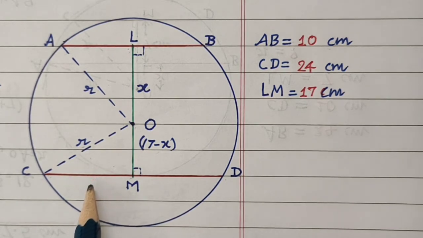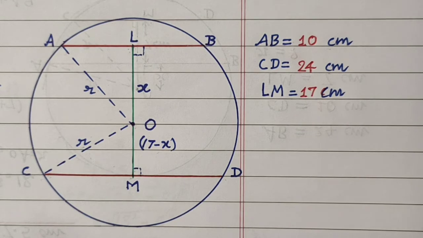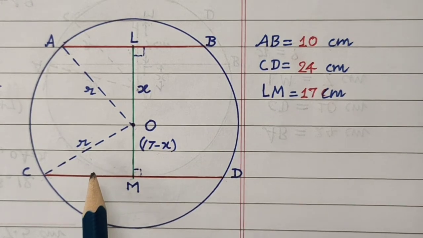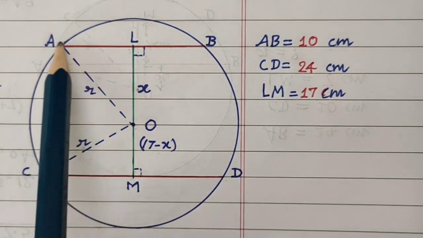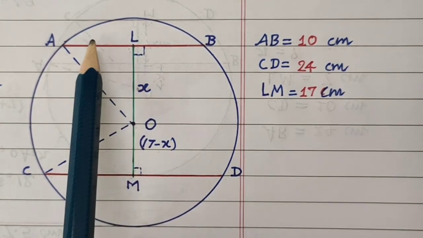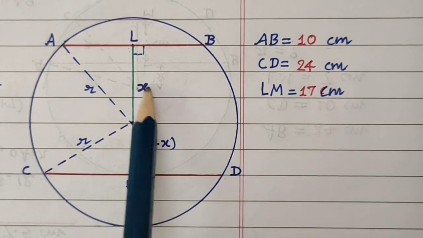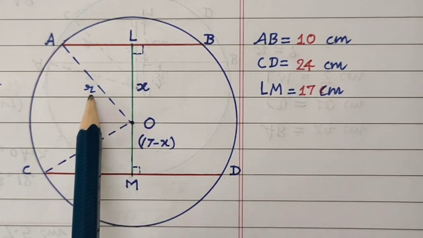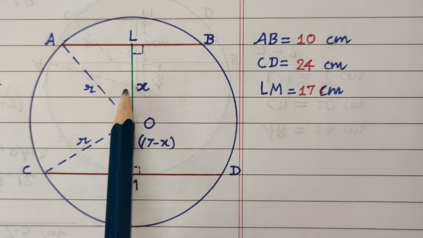From that we get 34x is equal to 408, or x is equal to 12. By solving these two equations we got x is equal to 12. Substitute that value of x in this equation, R square is equal to x square plus 5 square. X is 12, so 12 square plus 5 square is equal to 144 plus 25. From that we got R is equal to 13 centimeters.